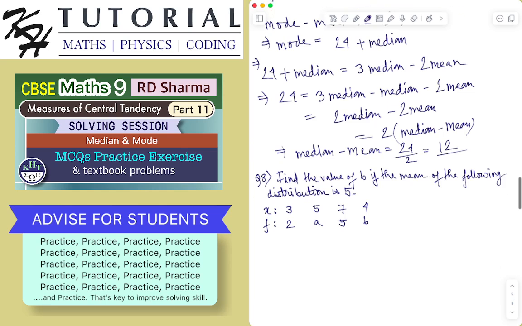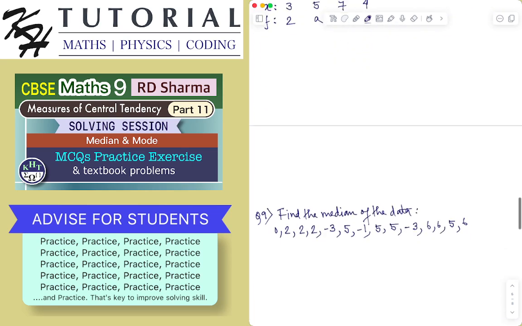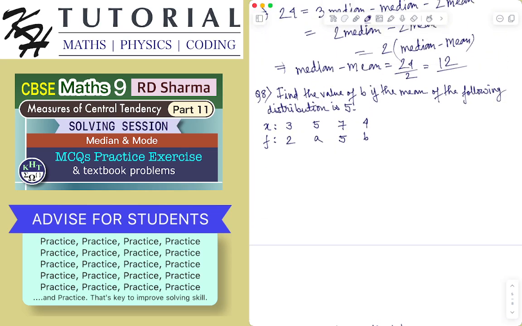Let's see the next problem, question number 8. Find the value of b if the mean of the following distribution is 5. So we have a discrete frequency distribution. There are two unknown frequencies a and b, and the mean of the distribution is given as 5, and we have to find the value of b.